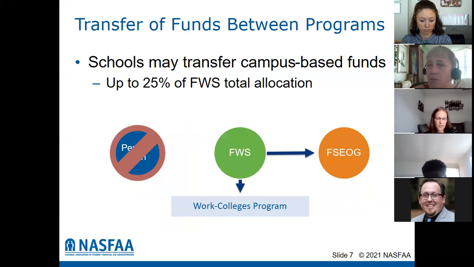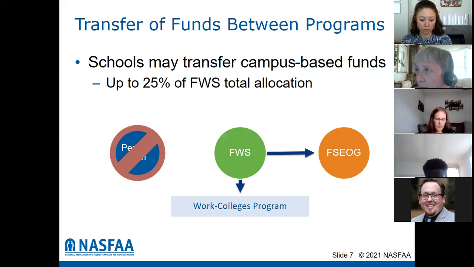Schools have some flexibility to move funds between these programs. Transferring funds between campus-based programs is allowed without having to obtain permission from the Department of Ed. However, a school may not transfer funds from a program it has not made offers from during an award year. For example, if you have federal work study not offered for the 2021 year, you may not transfer monies from the federal work study program to the SEOG program and vice versa.